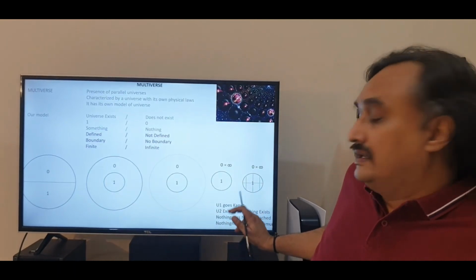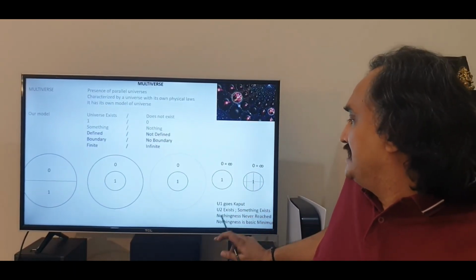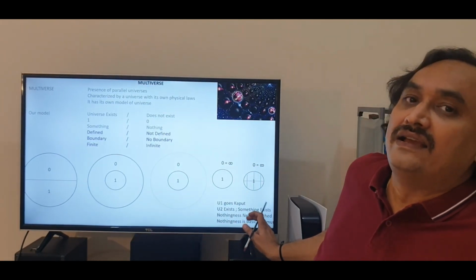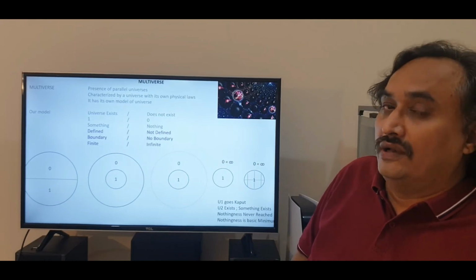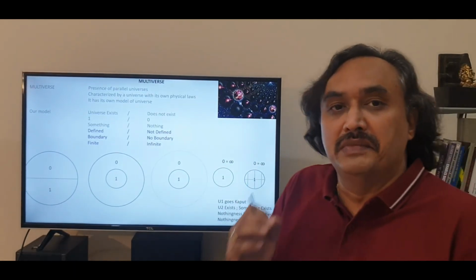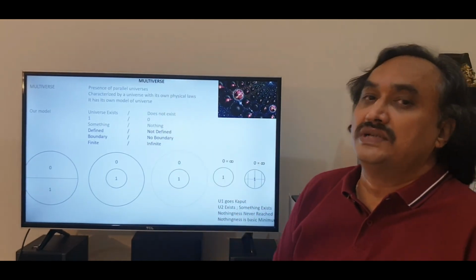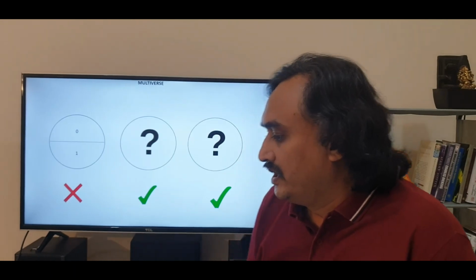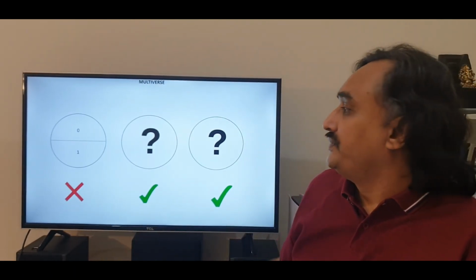But the other universe is existing. It is still there. So when the other universe is existing, something is existing. When something is existing, you are not reaching nothingness at all. And for you to create a universe, nothingness is the basic minimum. So in this particular model, multiverse is not a possible thing. But who knows what are the ways of the creator?